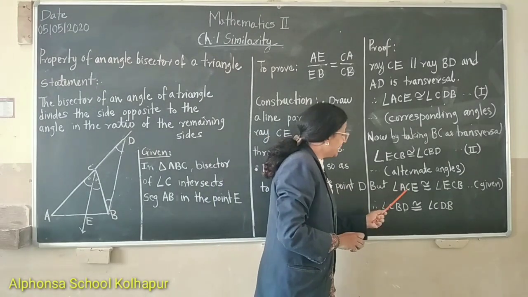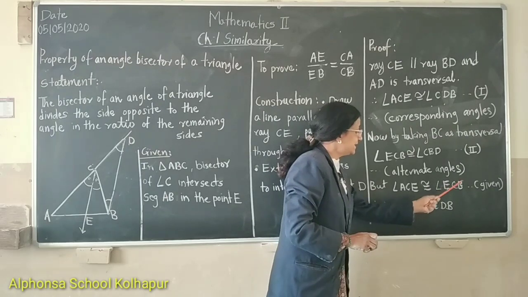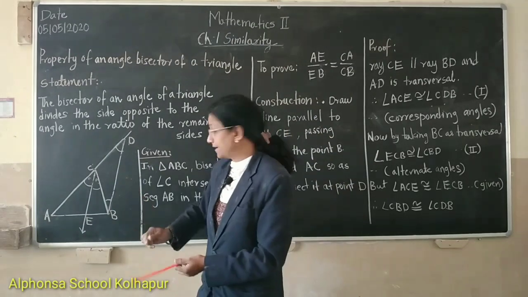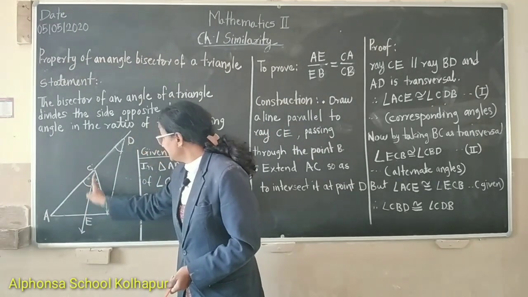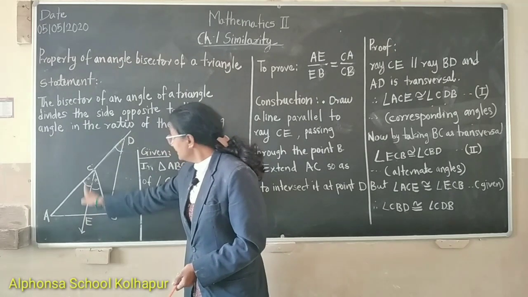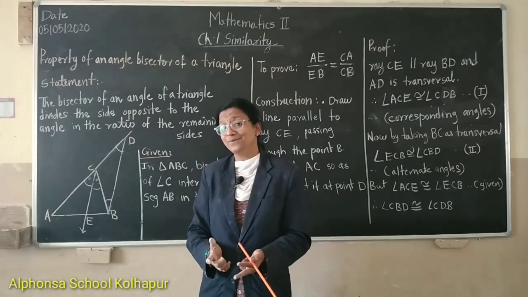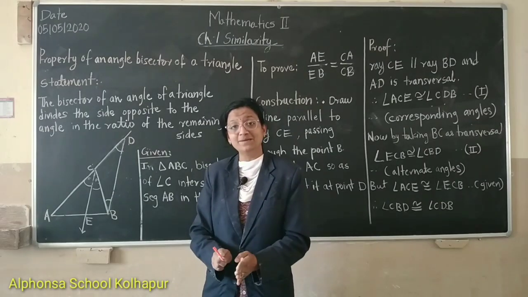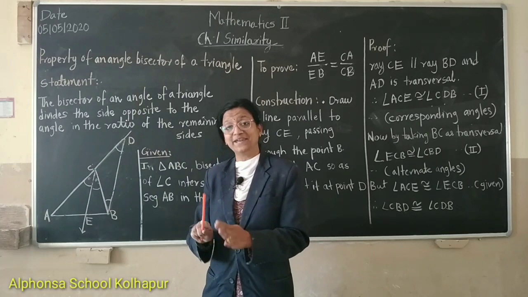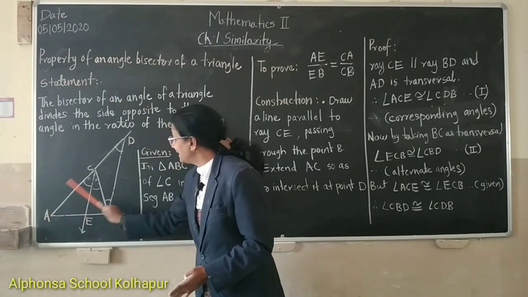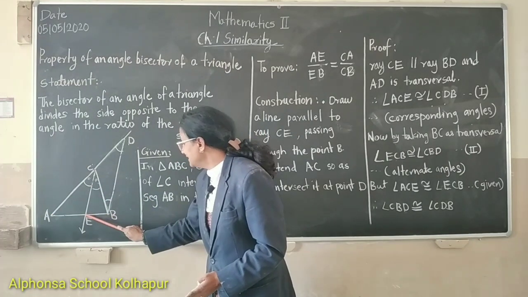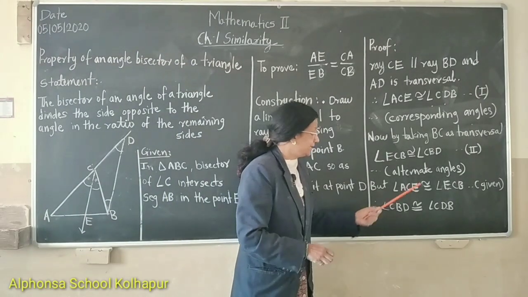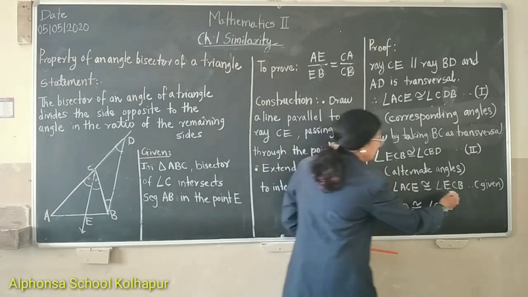But ACE and ECB are equal, they are congruent. Why? Let us come to the diagram once again. ACE and ECB, they are congruent. Why? What is the given condition? CB is the angle bisector. Angle bisector means it will divide the given angle into two equal parts. So, angle ACE and angle ECB are congruent. So, that we have written here, and that we will mark as equation 3.